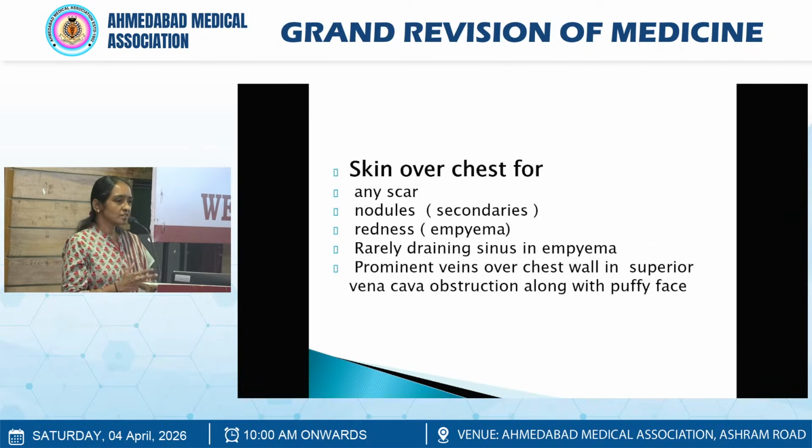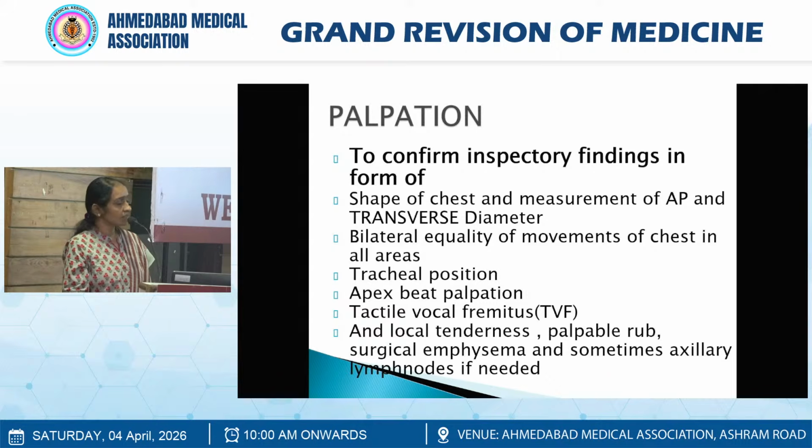Skin over the chest, you have to notice if any scar is there, any sinus draining, any dilated veins, etc. Now comes the palpation. So in inspection what have we seen? The shape of the chest, bilateral equality of the movements, then apex impulse if it is seen, trachea central or not, skin over the chest wall, any scar, back and spine. That's it. And respiratory rate, again, never forget.